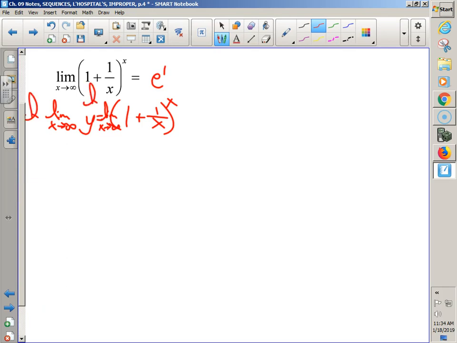Properties of limits, the ones that we forgot and ignored and didn't really care about. You can bring the ln in. You get the limit as x goes to infinity of x times ln of 1 plus 1 over x.